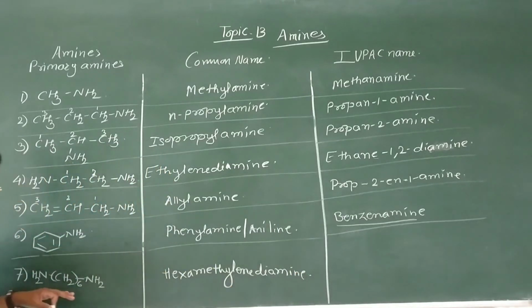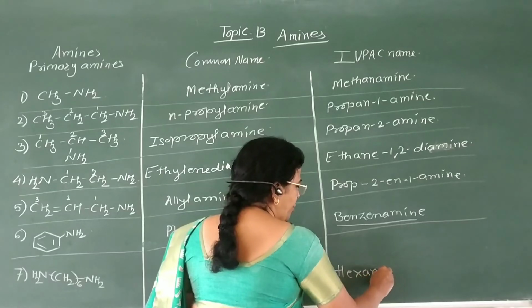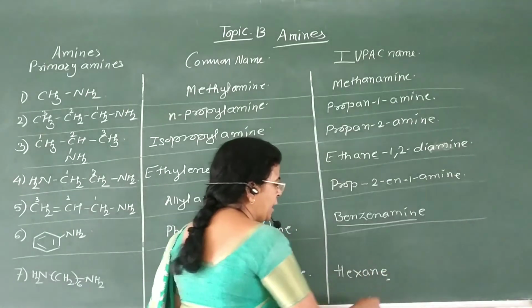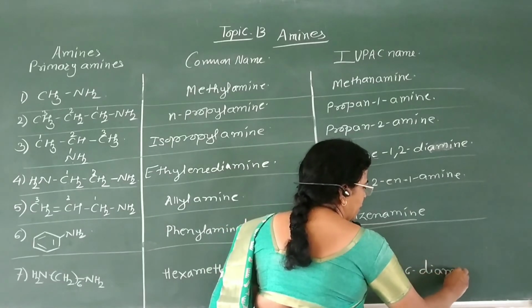Now the IUPAC name of this compound is, now it is hexane. The parent alkane is hexane. Don't remove the E from hexane. Hexane 1,6 diamine.